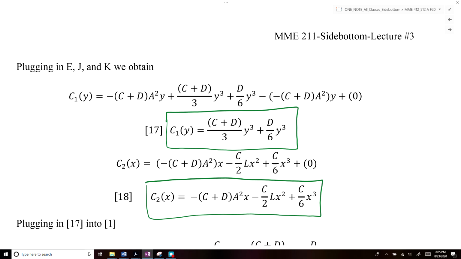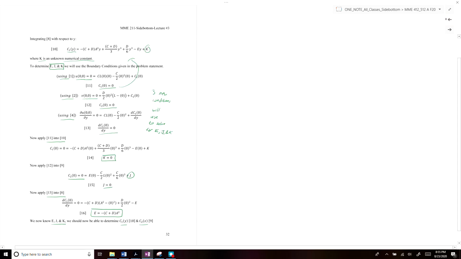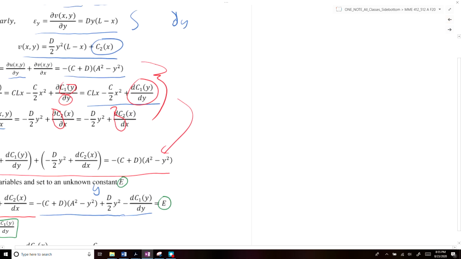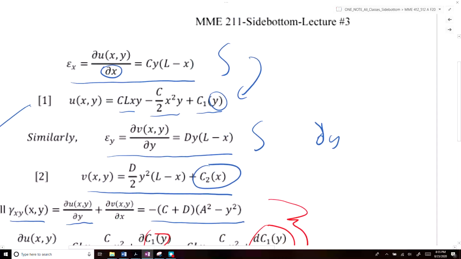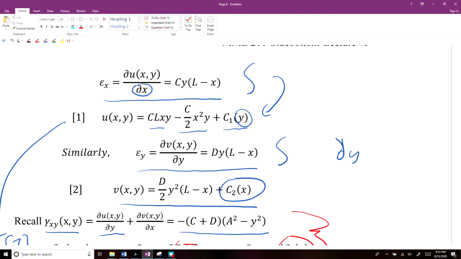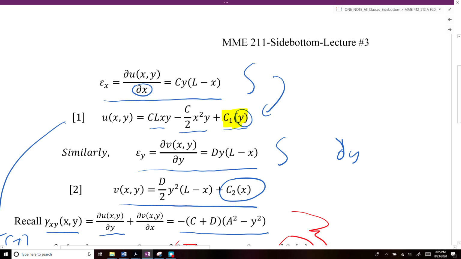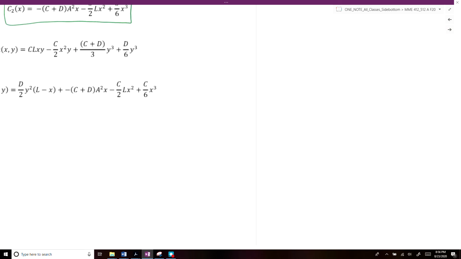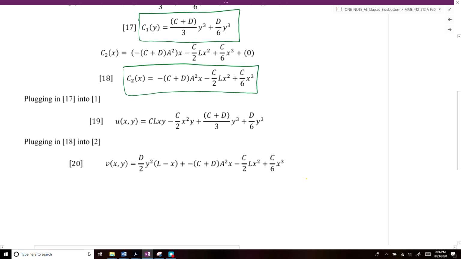If we go back to equations 1 and 2, the only things that we were missing were C1 of y and C2 of x. So we can plug in C1 of y and C2 of x into our u of xy and our v of xy equations, and we can solve for, and we can write them all out.